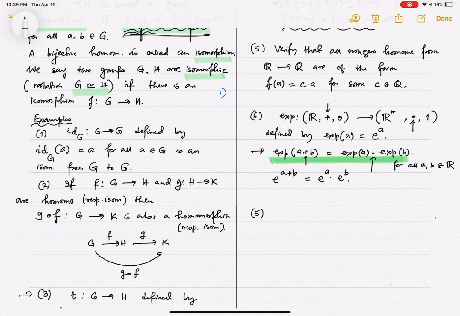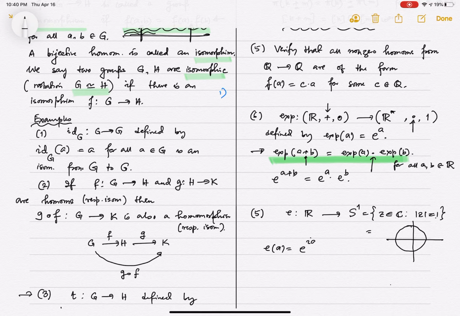Or for example, you have a fancier one. Let's call this E. This one goes from R to this circle group that we defined. This is all complex numbers of absolute value 1, which looks like the unit circle in the complex plane. You have a map. E of a is e to the power i times a, or let's even write 2 pi i a. It's better.